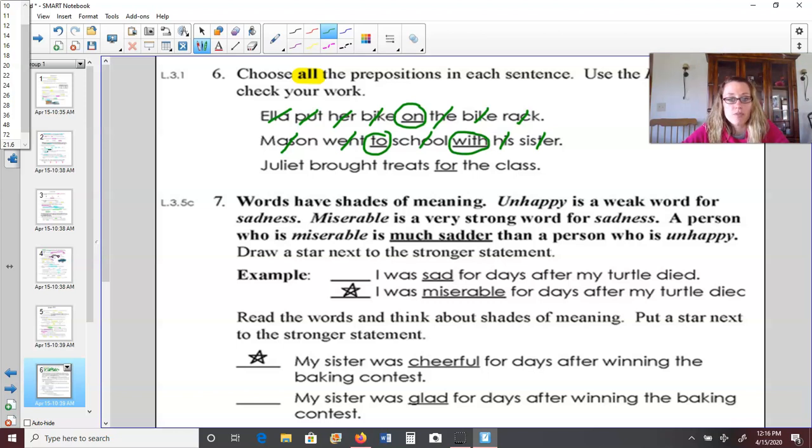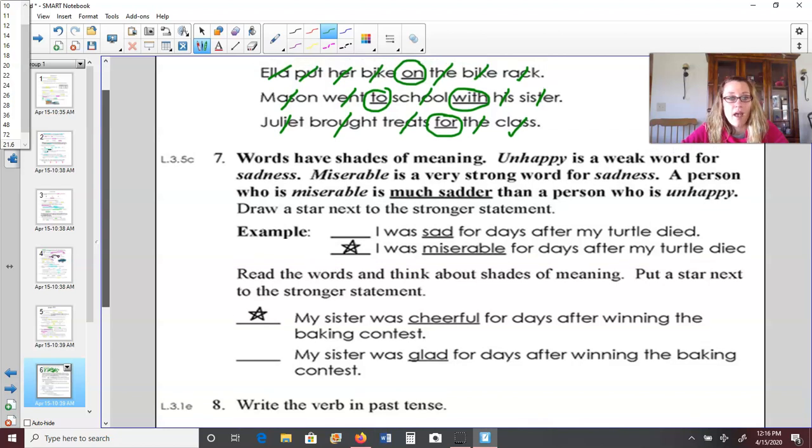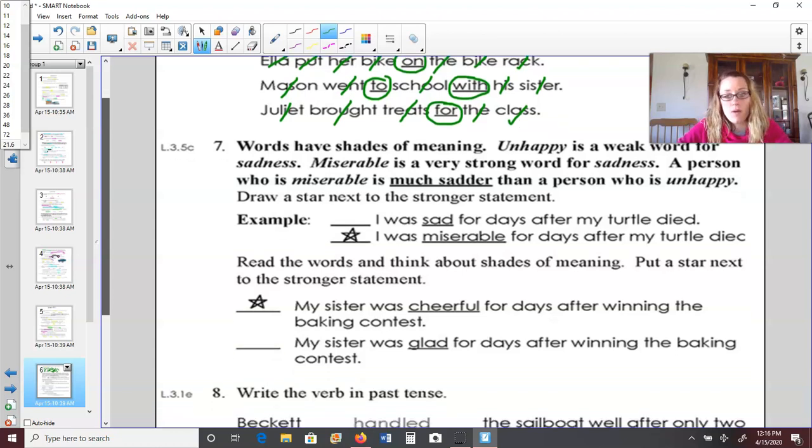Juliet brought treats for the class. Juliet is a proper noun naming a person. Brought is our verb. Treats would be things, so that's a noun. The is an article. And class would be the object noun. And what we're left with is for. That is always an easy method of finding prepositions. So I encourage you, if you're having trouble finding prepositions or understanding what they are, to try to eliminate the other parts of the sentence that you do know.